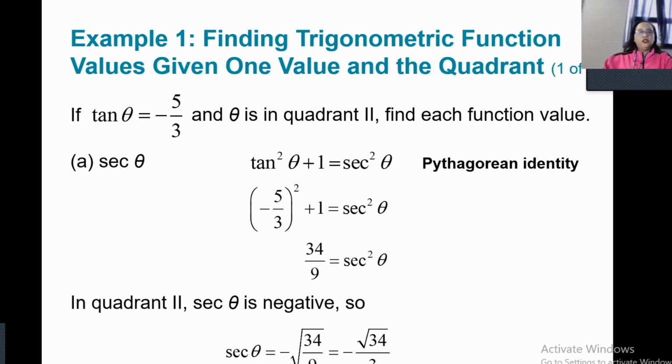Oh, also it's in quadrant 2. Remember, the secant is what? The x value? And it's in quadrant 2, so that's why it's negative. So is there any question about that? Especially with the quadrant thing and how you ended up with negative?